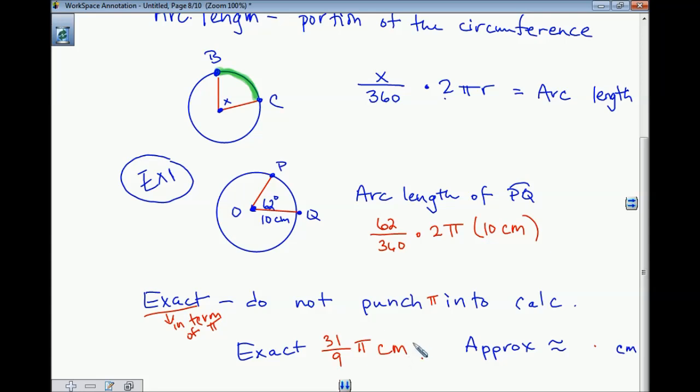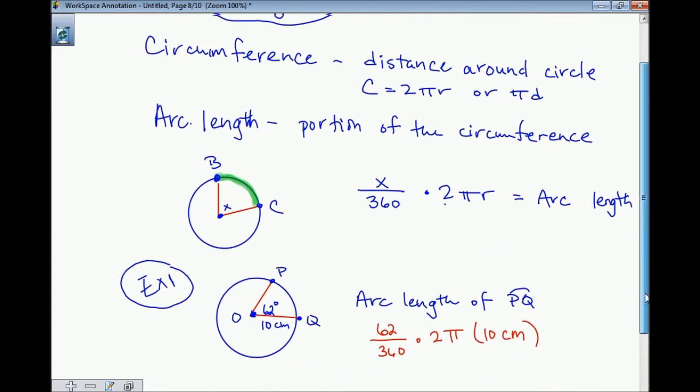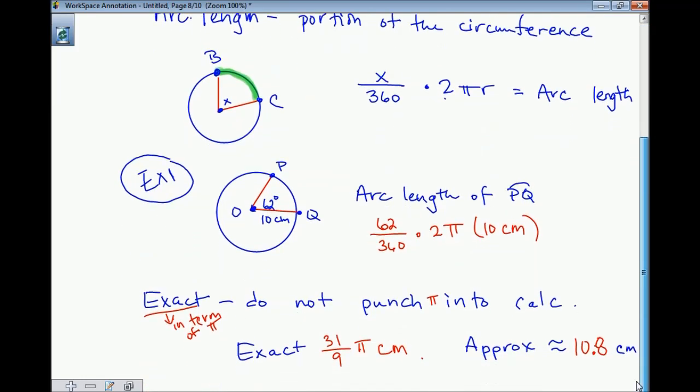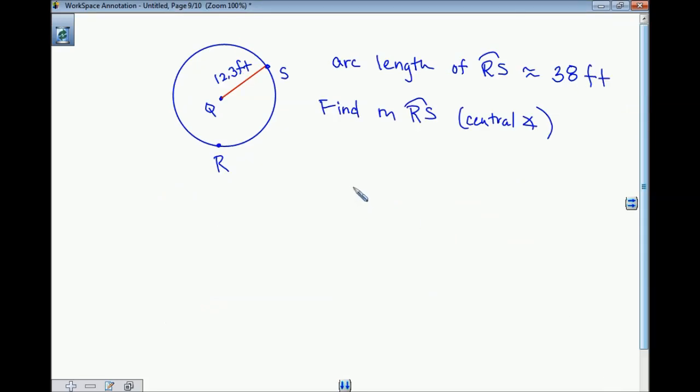Now, if you want the decimal approximation, you have the 31 ninths in your calculator already. Just put times pi, and you may have to hit the double arrow button to turn it into a decimal, which is approximately 10.8 centimeters. Okay? And that is how you find arc length. Pretty simple. Now, the only other way I could give you a problem like this is if we started off with arc length and we found something else.